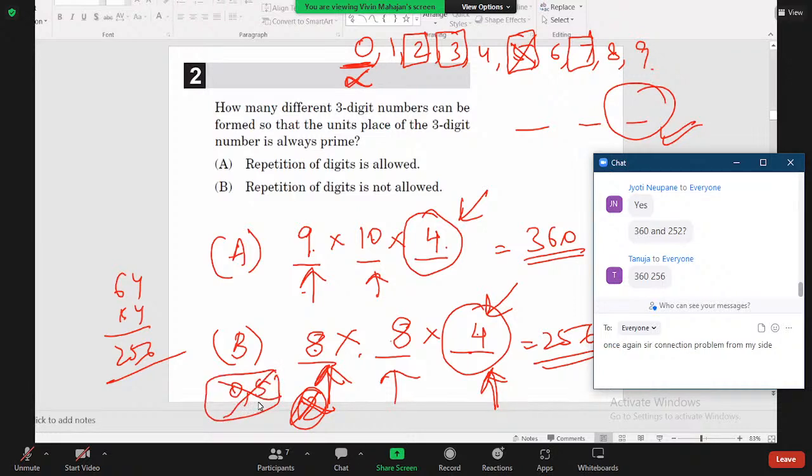So out of 10 digits, 2 of the digits are out. So I'll be left over with 8 of the digits here. I've used one of the digits here, one of the digits here. So definitely 2 of the digits have been used already. So at the second position, out of 10 digits, 2 have been used. So I'll be left over with 8 digits, and henceforth 8 into 8 into 4 will be the correct answer.